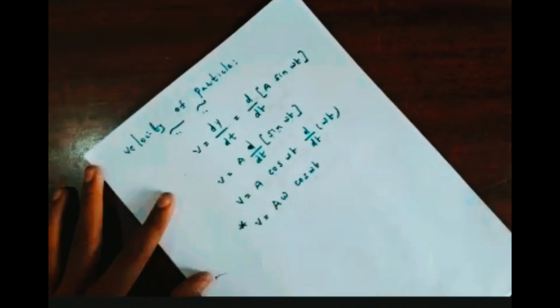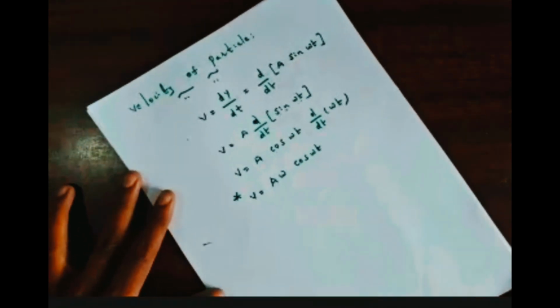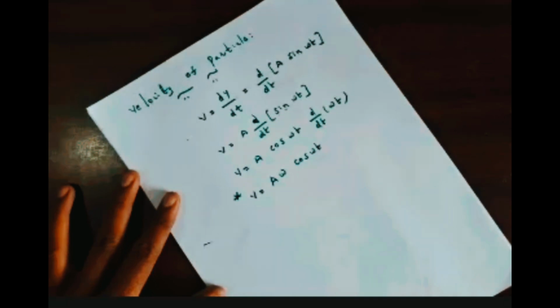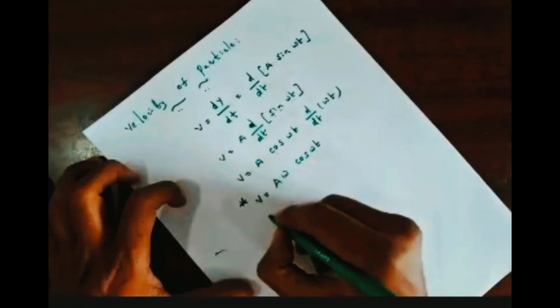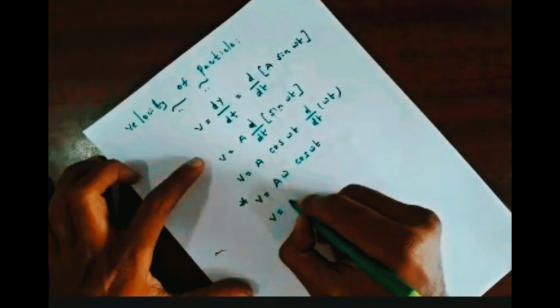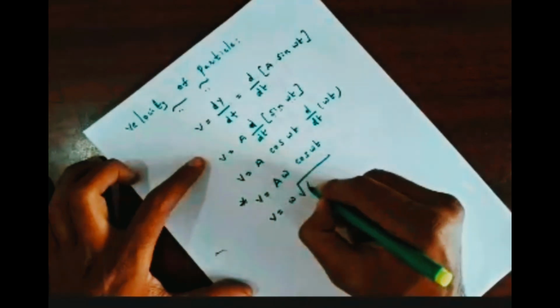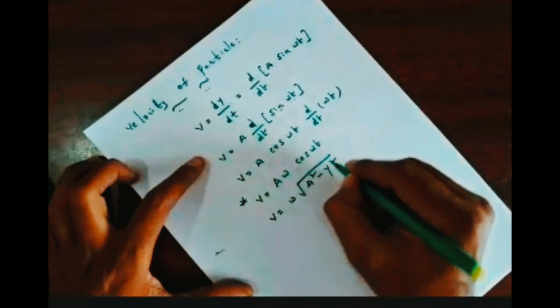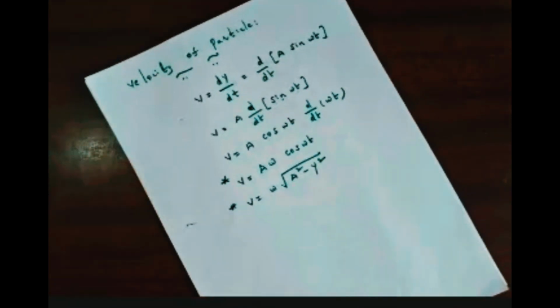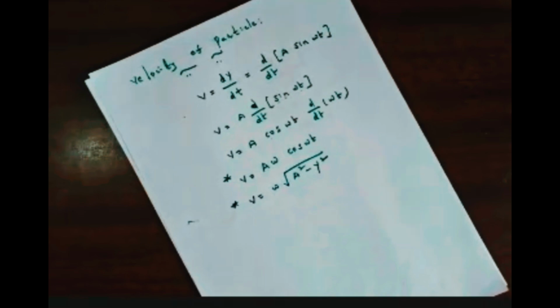And this is the formula of velocity of a particle which is in simple harmonic motion: v = a omega cos omega t, if the particle moves from the mean position. Now the same value here we are representing as v = omega root over a square minus y square. This is also another formula for doing the numericals, for calculating the velocity of a particle which is in simple harmonic motion, consisting of two formulae.